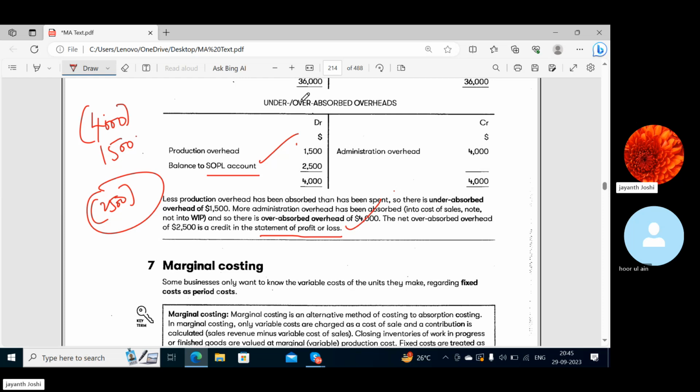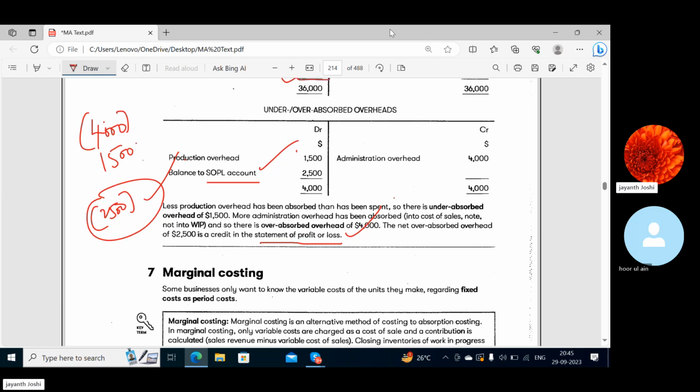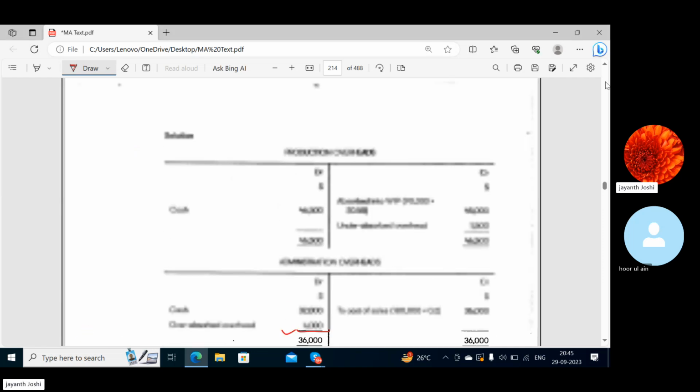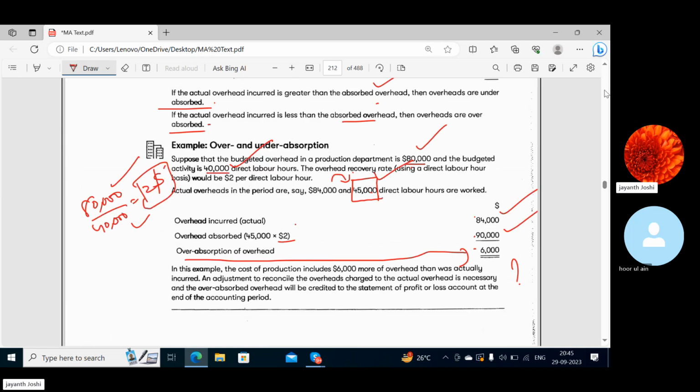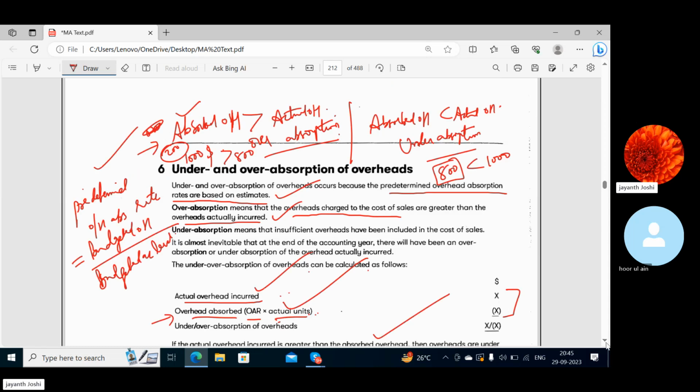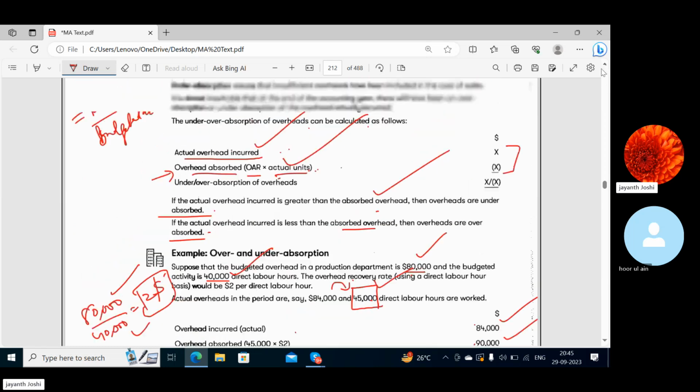So this is what you should be understanding. You have estimated more, okay, and paid less. So who just go through this? I'll show you once again. One thing you should understand: under absorption, over absorption. Over absorption negative value, under absorption positive.